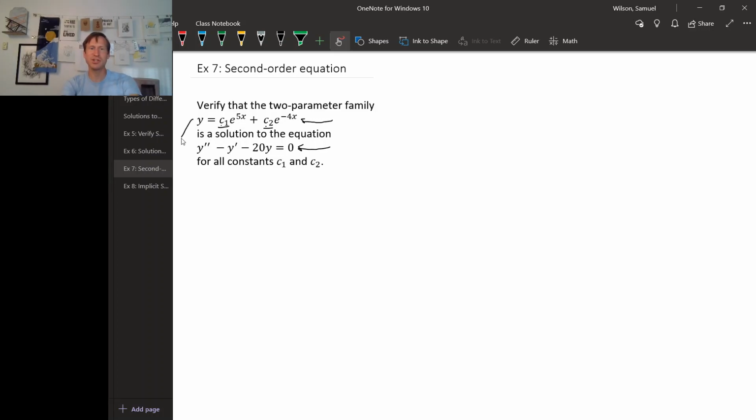We just need to take this function and plug it into this equation and see if it makes the equation true. To plug this function of x into our differential equation, we need to calculate two derivatives because this is a second order equation. It has the first derivative of y and the second derivative of y. So let's calculate some derivatives of y. y prime is c1 times, then the chain rule gives us a 5, e to the 5x, plus, for the second term, we get c2, and then the chain rule gives us a minus 4 times e to the minus 4x.